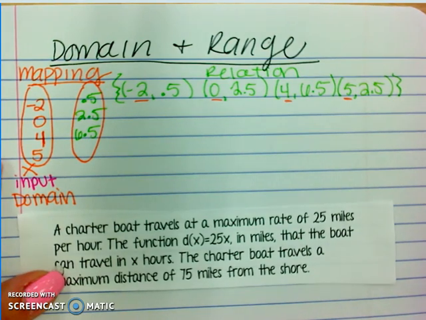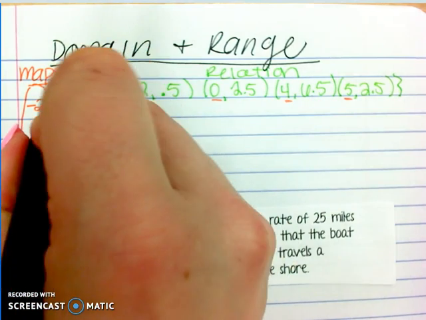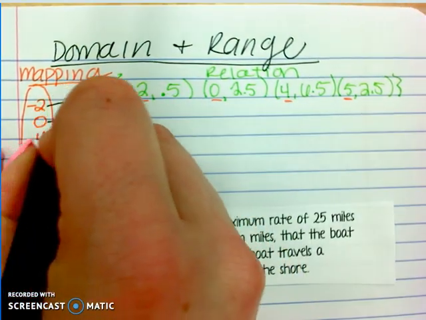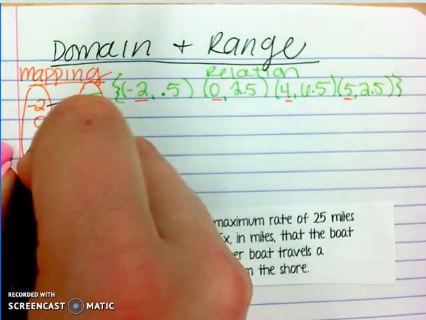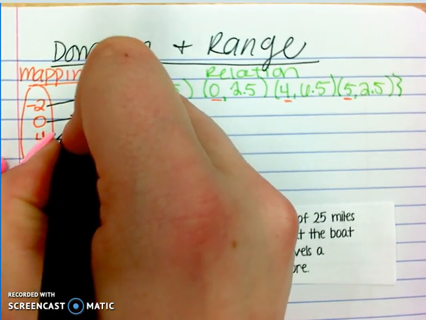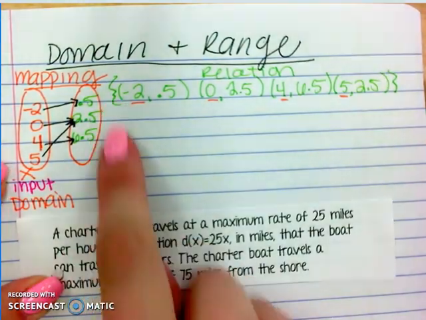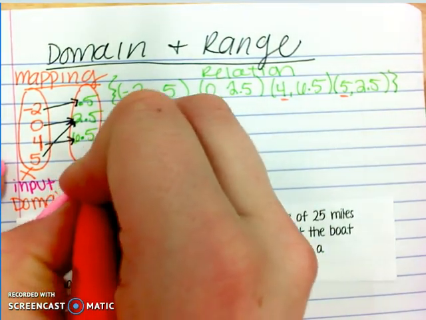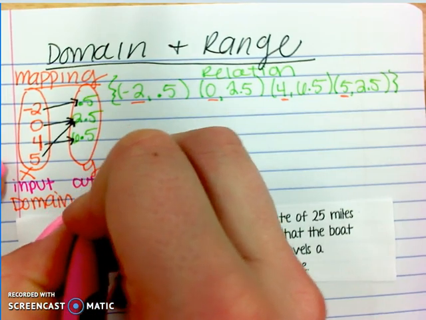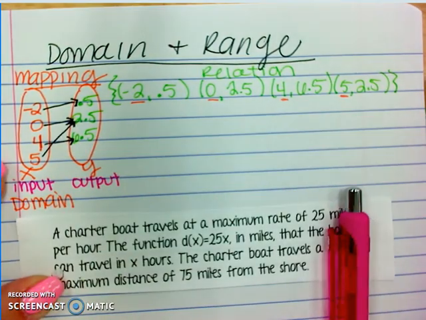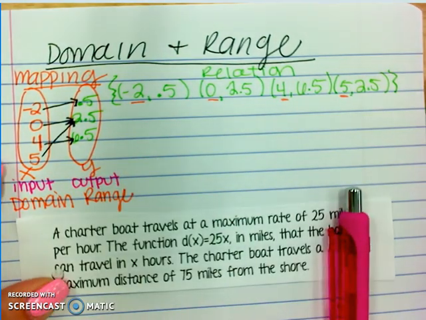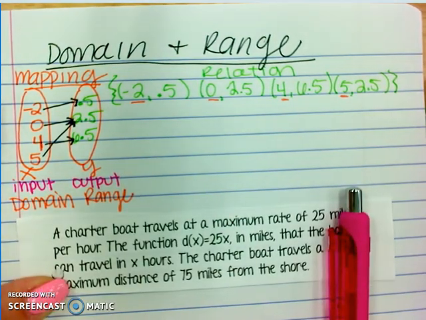And what I'm doing is showing my relation as a mapping. There's negative 2 to 0.5, 0 to 2.5, 4 to 6.5, and 5 to 2.5. All of these are my y values, or my outputs. And now the new word is range. So if I'm looking for the range, that means I'm looking for the y values. Okay?